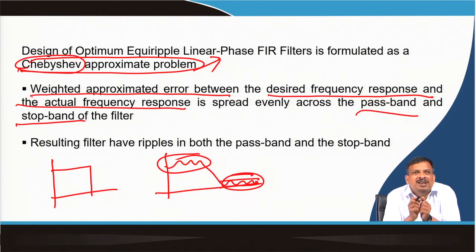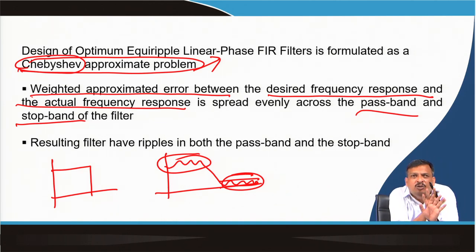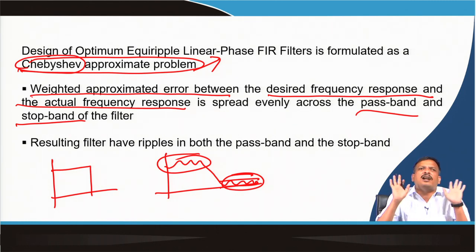So instead of depending on the window and on the methods of frequency sampling, I can say this is an approximation problem, and I define an error function where the error is evenly distributed among the pass band and stop band, and over that error I have control. I want to minimize that error. So that is the acceptable design.